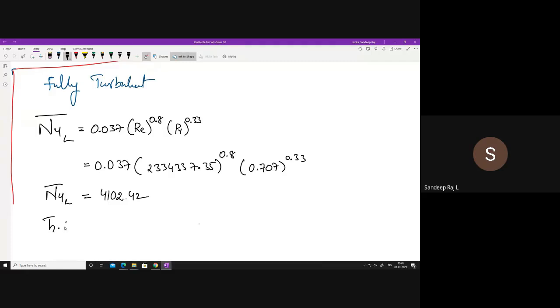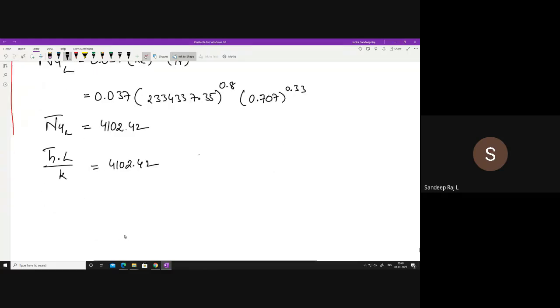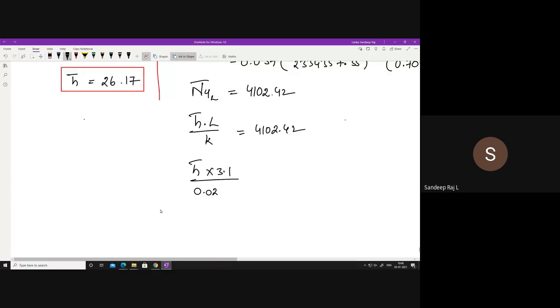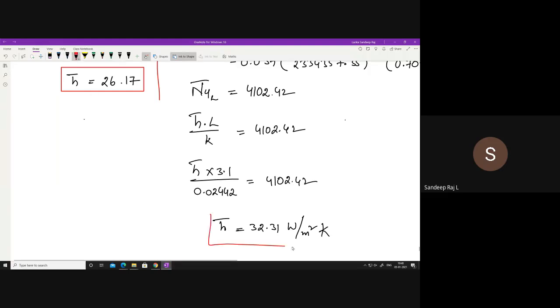What we need is H bar. H bar into L by K is equal to 4102.42. So the L value is 3.1 given in the question and the K value is 0.02442. H bar into 3.1 by 0.02442 is equal to 4102.42, and the H bar value, you tell me, is 32.31 watt per meter square Kelvin. This is your H bar value.